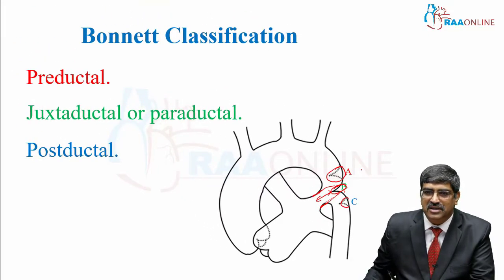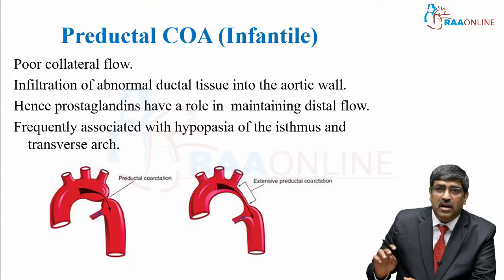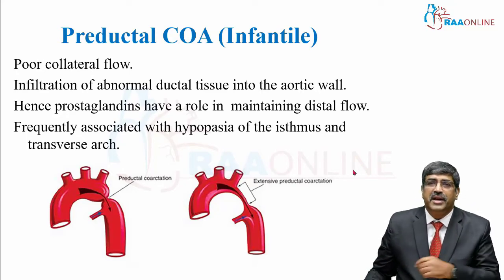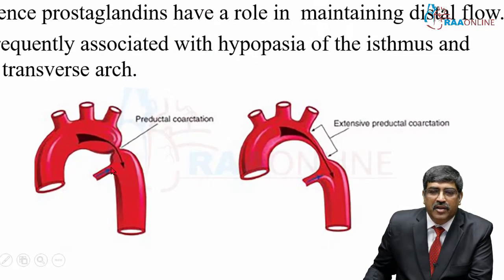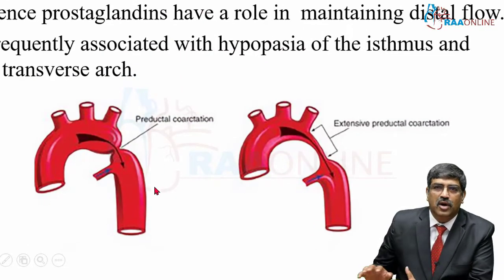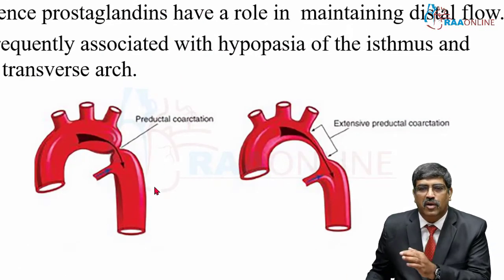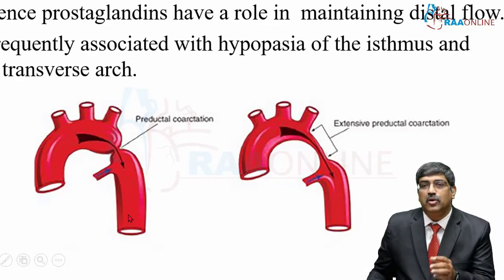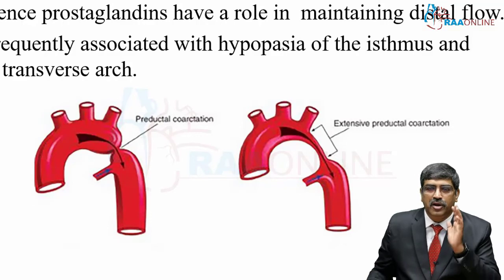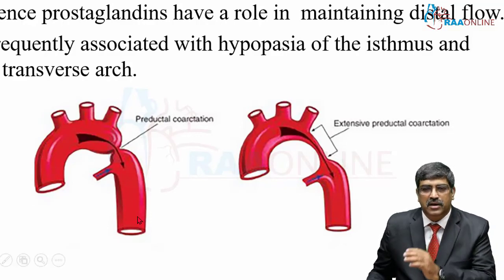This is Bonnet's classification. Coming to preductal, preductal is called the infantile form, or in the newborn period, and there is no time for collaterals to develop. So there is going to be poor collateral flow. All the flow is going to be maintained by the PDA. So PDA is very important in the newborn period to maintain the distal flow.